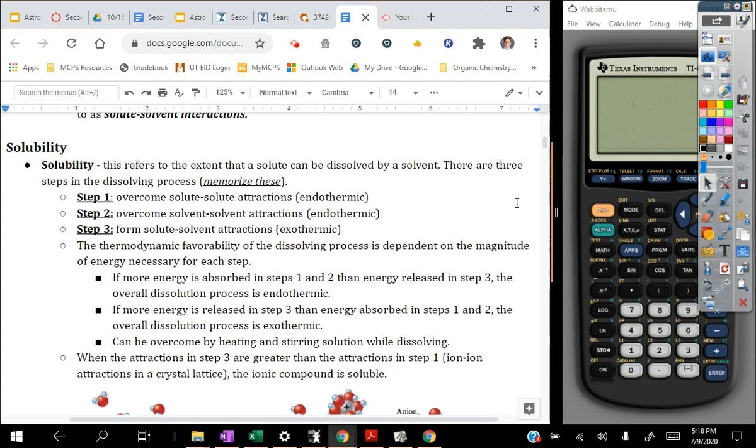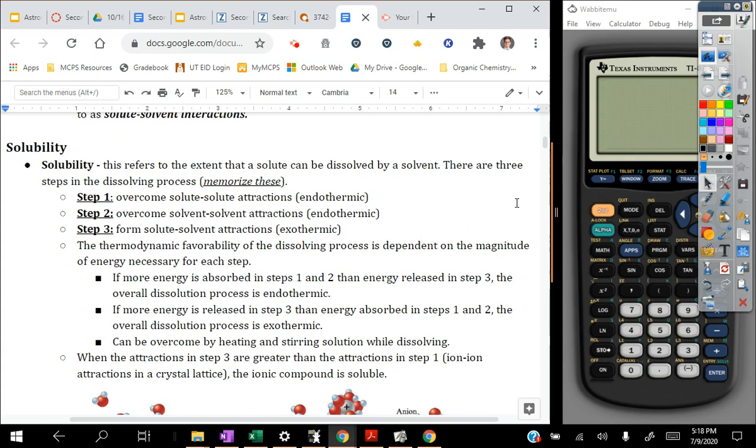Steps 1 and 2 are endothermic. It requires energy to separate these things. And the third step is exothermic, which means energy is released. The thermodynamic favorability of the dissolving process is dependent on the magnitude of energy necessary for each step. So if more energy is absorbed in steps 1 and 2 than energy released in step 3, the overall dissolution process is endothermic, and you'll see a drop in your temperature. If more energy is released in step 3 than energy absorbed in steps 1 and 2, the overall dissolution process is exothermic, and you'll see an increase in the temperature of your solution.